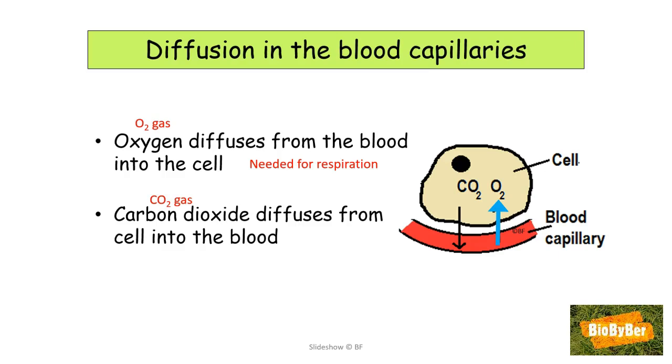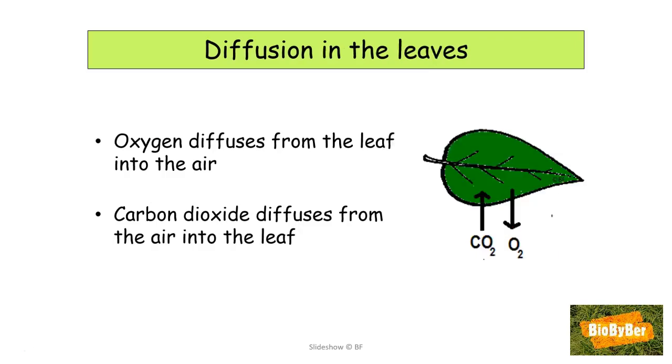cell. Carbon dioxide gas. This is made in respiration in the cell. So think about it. What direction will it travel in? The carbon dioxide will diffuse from the cell where there is a high concentration to the blood capillary where the concentration is lower, because diffusion involves the movement of a chemical from a region of high concentration to a region of low concentration.